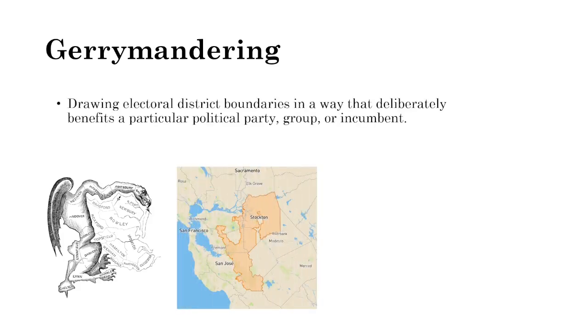Now let's talk about a process called gerrymandering, which is where you draw electoral district boundaries in a way that deliberately benefits a particular political party or group. You could clump a particular political party like the Democratic Party into one district so all the other districts are Republican, or you can disperse the Republicans across the different districts so they don't have any majority. There's a lot of ways to conduct gerrymandering, and we're going to look at a few of these.